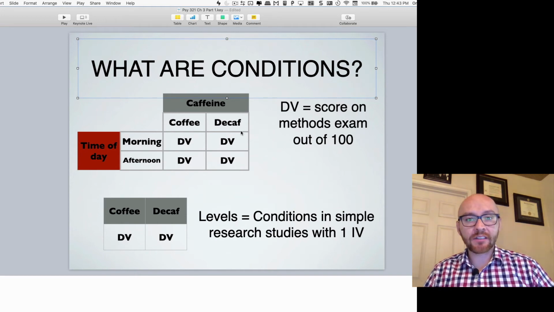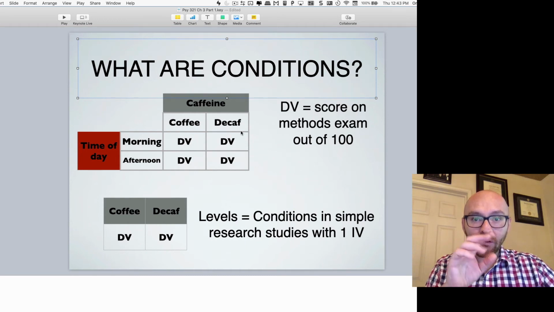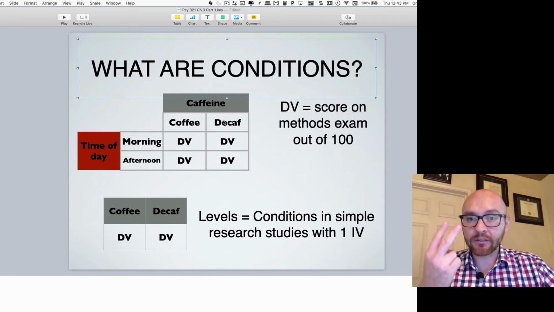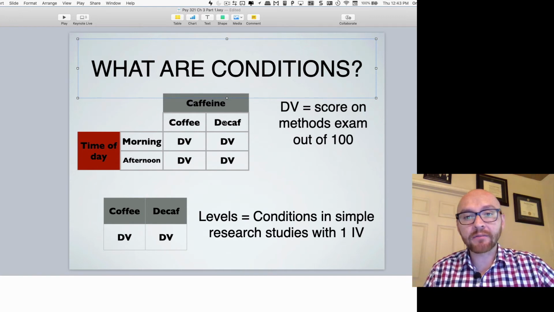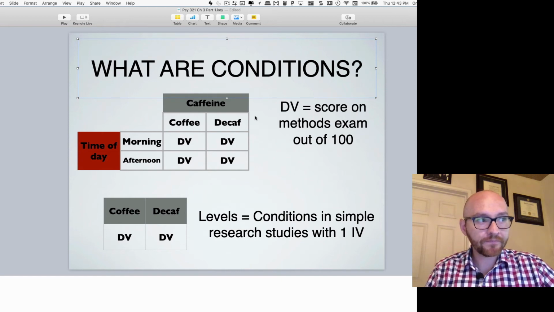Levels and conditions are separate. When you're thinking about levels, only think about one IV and see how many different variations of that IV there are. For time of day, we have morning, afternoon, 2. For caffeine, we have coffee, decaf, 2. But let's say I added green tea. Let's say we had green tea here. That would have 3 levels. Did I say conditions for time of day? I meant levels. Keep that in mind.